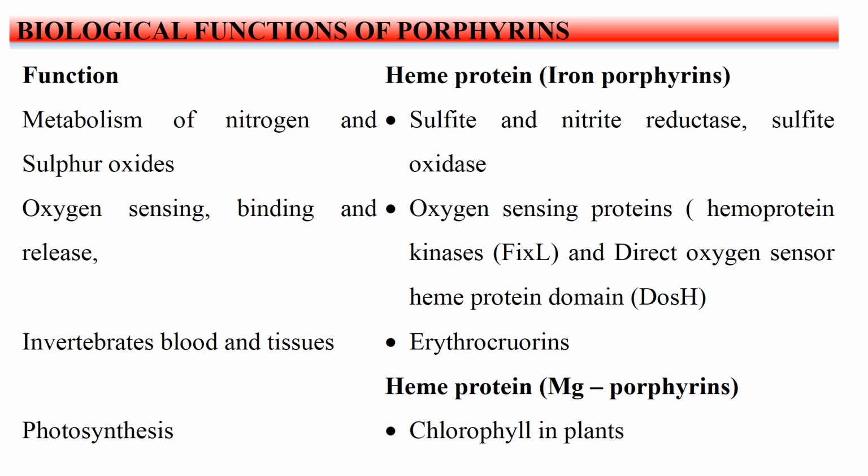Porphyrins are also key in oxygen sensing, binding, and release, mostly used in oxygen sensing proteins, the hemoprotein kinases, and direct oxygen sensor heme protein domain. In invertebrates and tissues, the porphyrins are key as erythrocruorins. The magnesium porphyrins are mostly found in plants and are involved in photosynthesis.